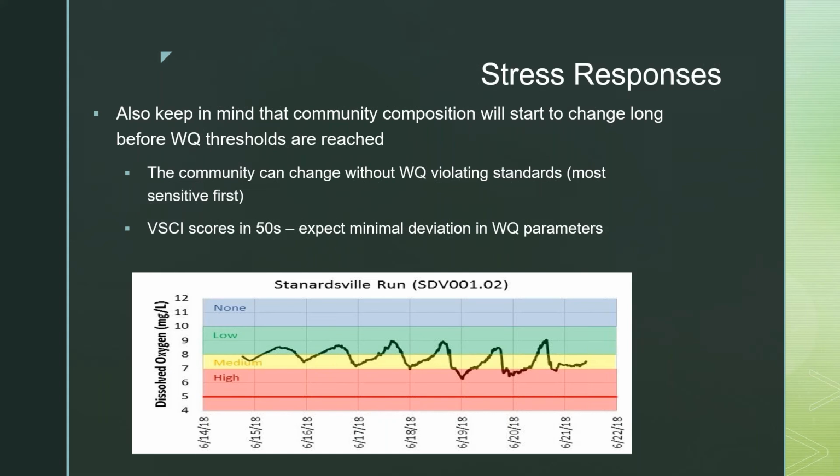Okay, and so that also means that when we see VSCI scores in the 50s, just below the 60 threshold, we're probably going to expect minimal deviations in those water quality parameters. Okay, we may not actually see any dissolved oxygen that drops below 5 or 4 milligrams per liter, but still dissolved oxygen could be a stressor in that particular situation. I know that makes some water quality assessors a little nervous, right? Because you're saying, wait a minute, our water quality standards aren't protective of all streams in all cases. Yeah, they probably aren't if we're looking at community level indicators.